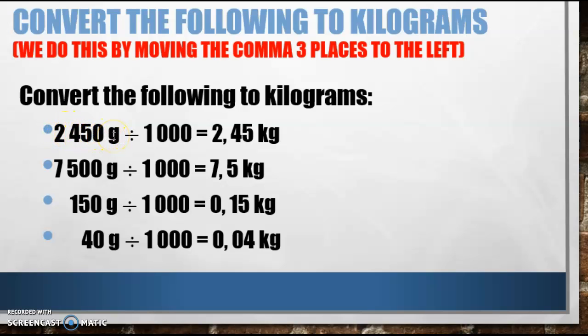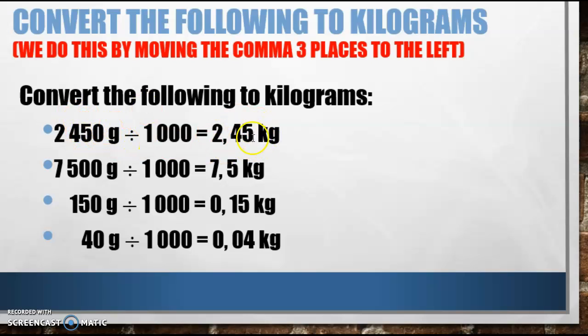2,450 grams need to be converted into kilograms. We do that by dividing by 1,000. So we move the comma 3 places, or 3 place values, to the left. At the end of all these numbers on the screen, there is a comma separating the fractions from the wholes. It's there, we just don't have fractions, so the comma is not shown. So for 2,450, the comma is at the end of the 0. We move the comma 3 places to the left.